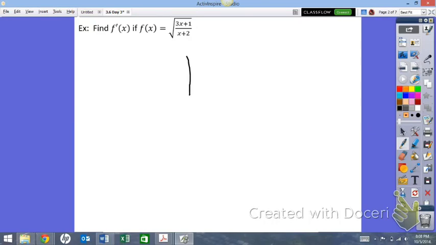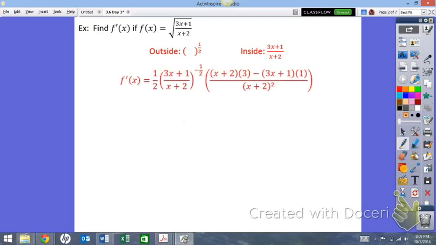So if I identify the outside function, it would be stuff to the 1/2. The inside function is going to be (3x plus 1) over (x plus 2). So this example is really identical to the first example because I just have a power rule, and then inside that I have a quotient rule. However, I wanted to show this one because the simplifying can get kind of messy. So that's the main reason I really want to focus on this part.